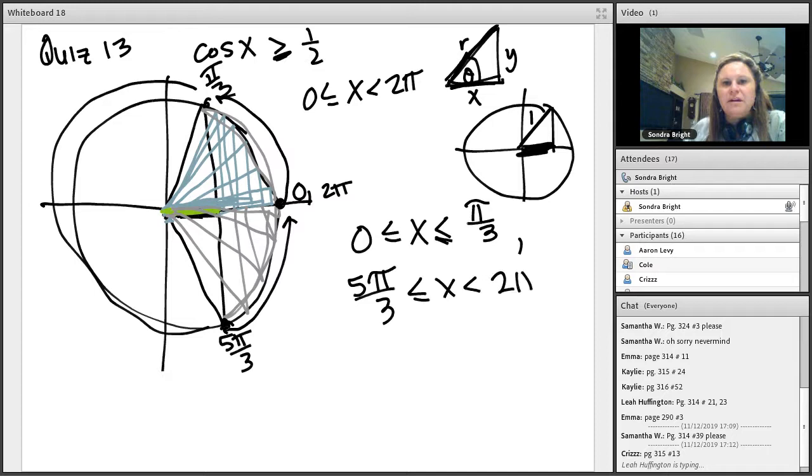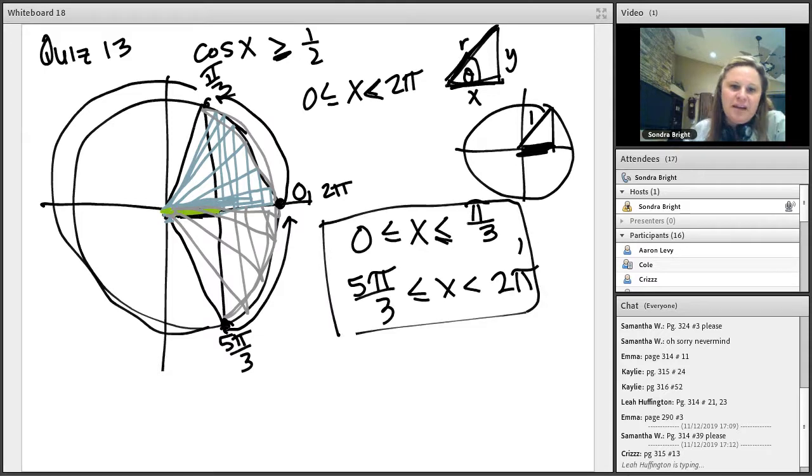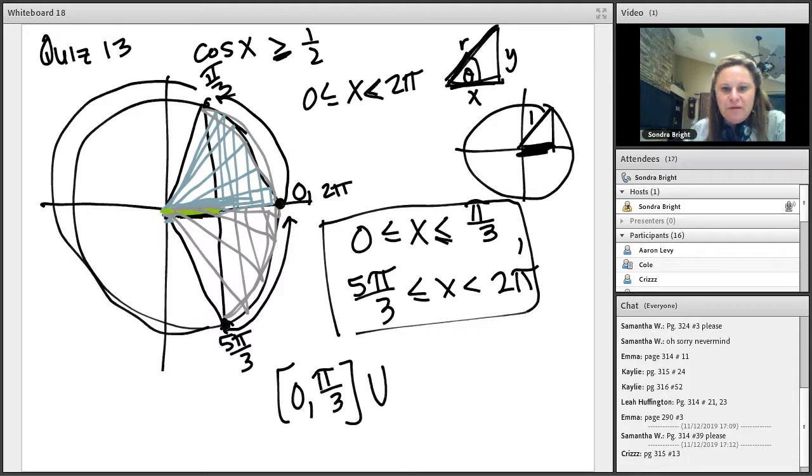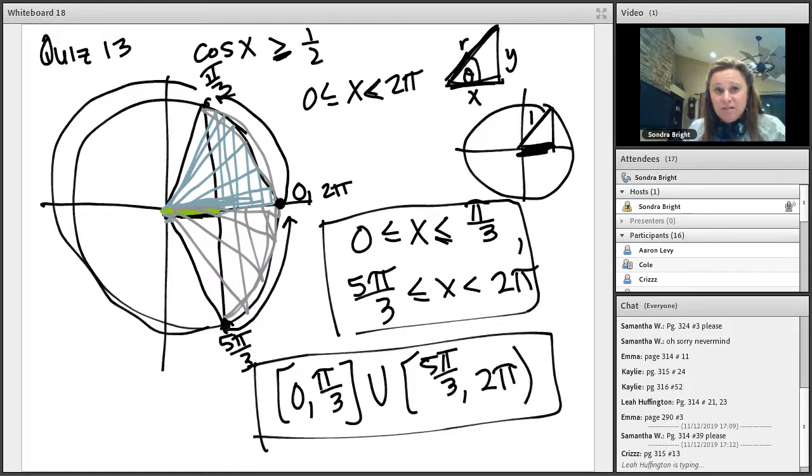I'm not including 2 pi because they restricted and didn't include it there. So that's how you write it in inequalities. If they want you to write it in interval notation, that's 0 to pi over 3 unioned with 5 pi over 3 to 2 pi. Okay, so that's figuring it out using the unit circle and the sides of the triangles.